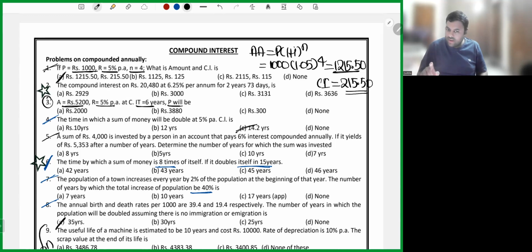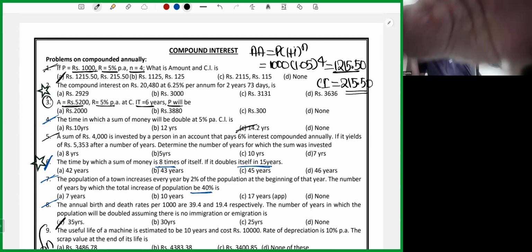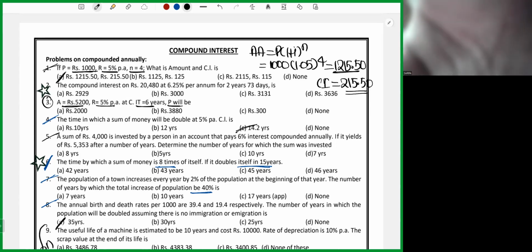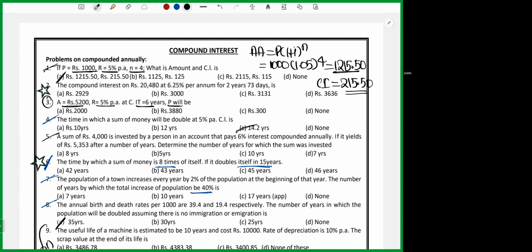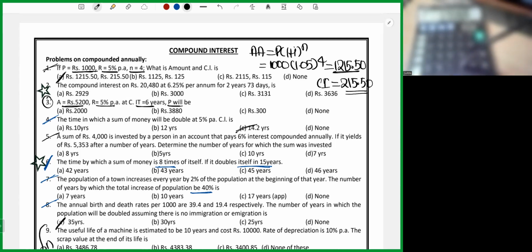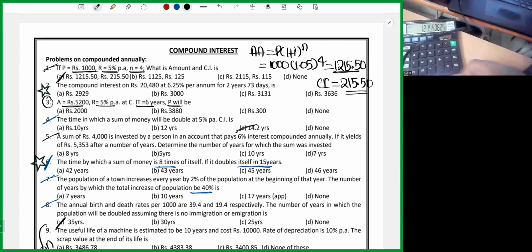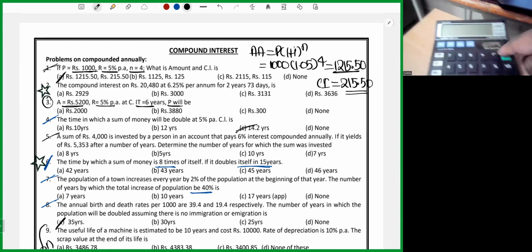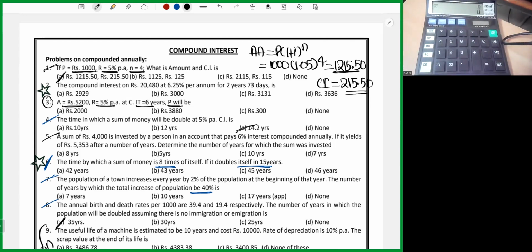Sir, can I do it in the calculator? Obviously, my dear friend, you can do it in the calculator also. Who stopped you? I'll show you how to do it in the calculator. I told you one calculator method earlier. You can use the same method. Let me remove the blur. The blur is gone. Okay. See here, I'll do it in the calculator.